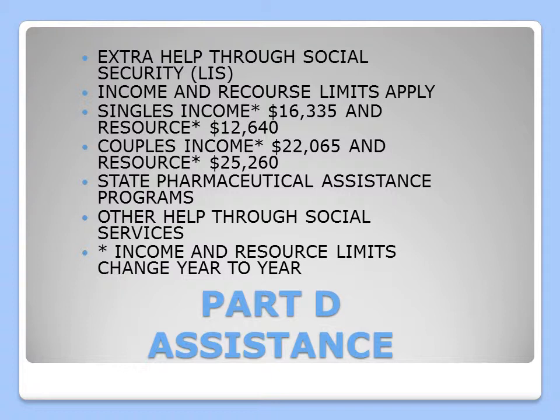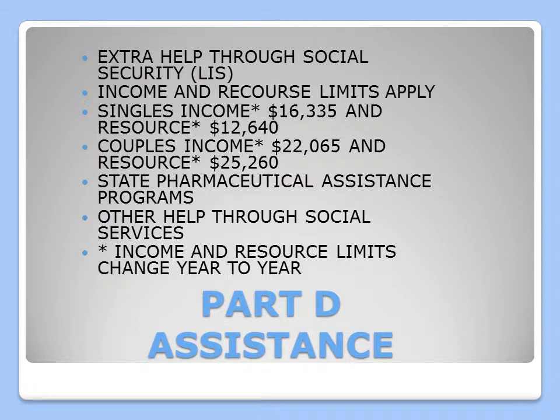These numbers do change from year to year, but essentially, if you're a single person and have roughly $16,000 and under of income and $12,000 and under of resources, you might qualify. If you're a couple and you have under $22,000 of income and $25,000 of resources, again, you might qualify. You can get applications through the local social services office, and you can apply directly at Medicare.gov.